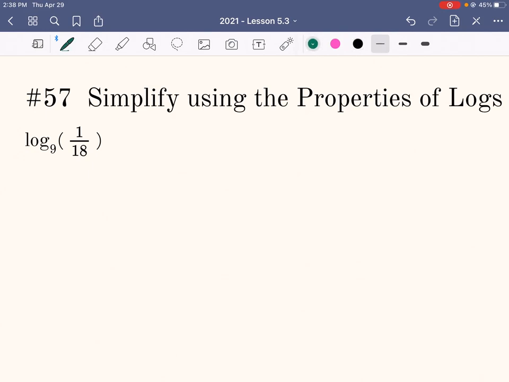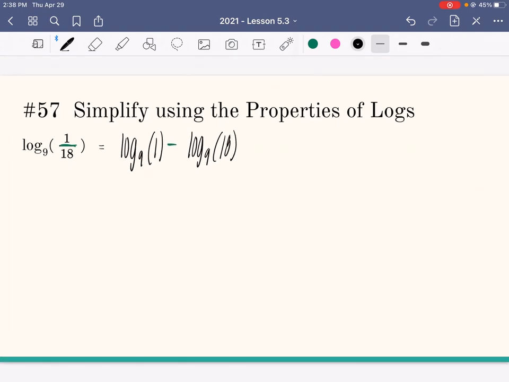Okay, first thing I'm going to notice here is that I've got a quotient inside. So I've got log base 9 of 1 divided by 18. So I'm going to use the quotient property first to split this up into log base 9 of 1 minus log base 9 of 18. Okay. Now, the key thing that I want you guys to do here, in addition to using the power, product, and quotient properties, is also to look for all of those special properties that we talked about last class and that are on that formula sheet.